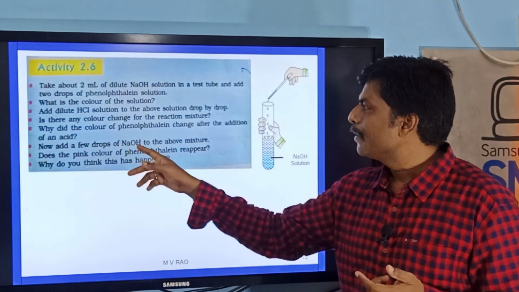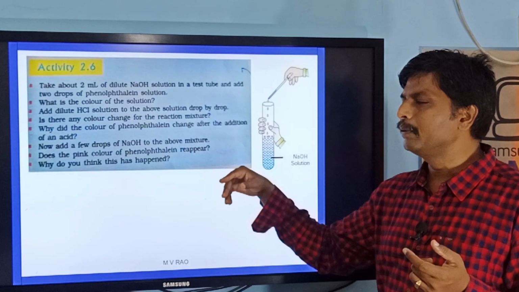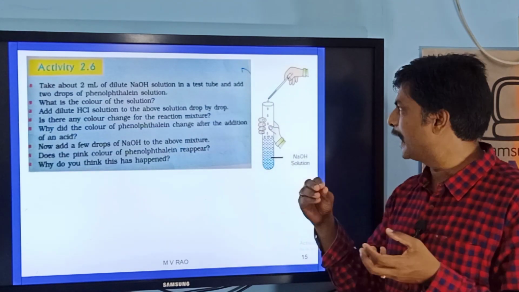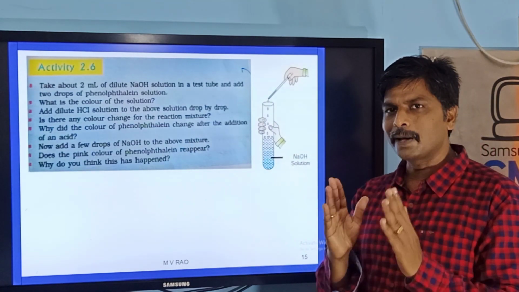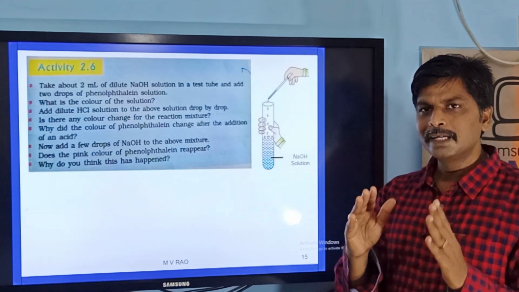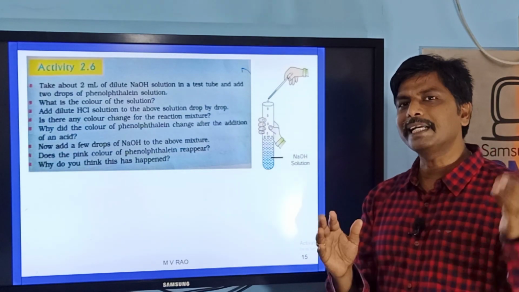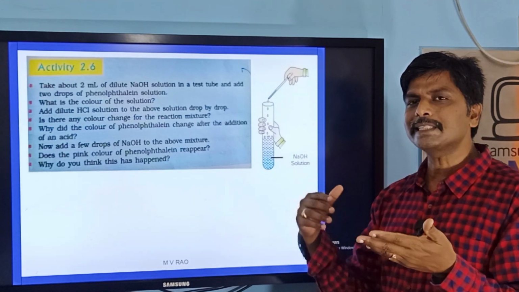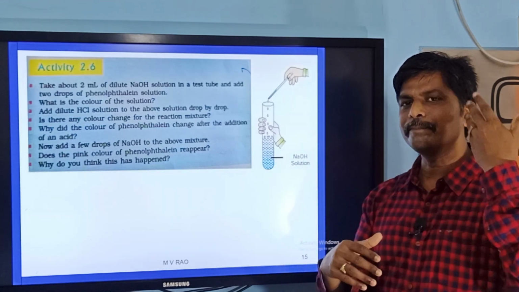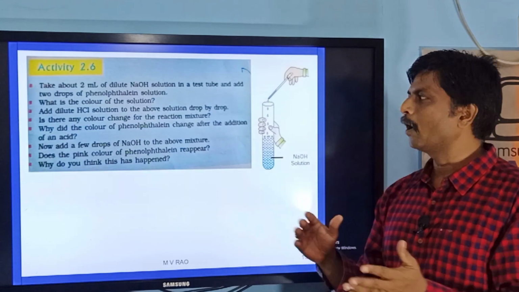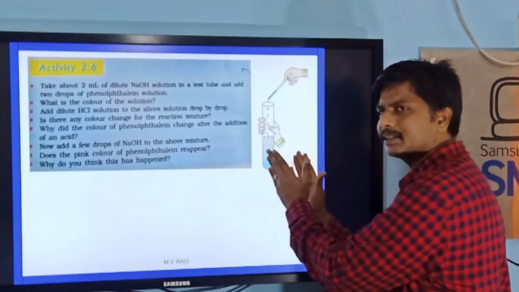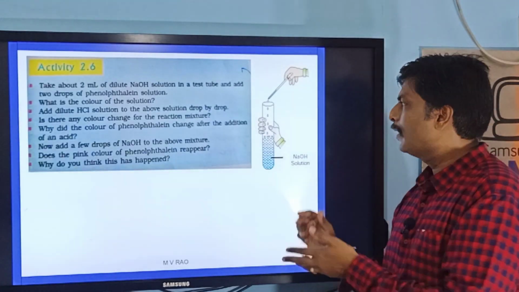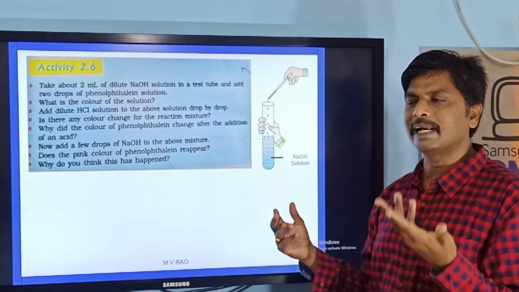Now add a few drops of NaOH to the above mixture. First it is a base, and phenolphthalein is added, so pink. After that HCl is added and it turns to acidic medium. In acidic medium it is colorless. After that base, NaOH, is added again. Now what is the nature of the solution? Again it became basic, and basic means the pink color will come again.